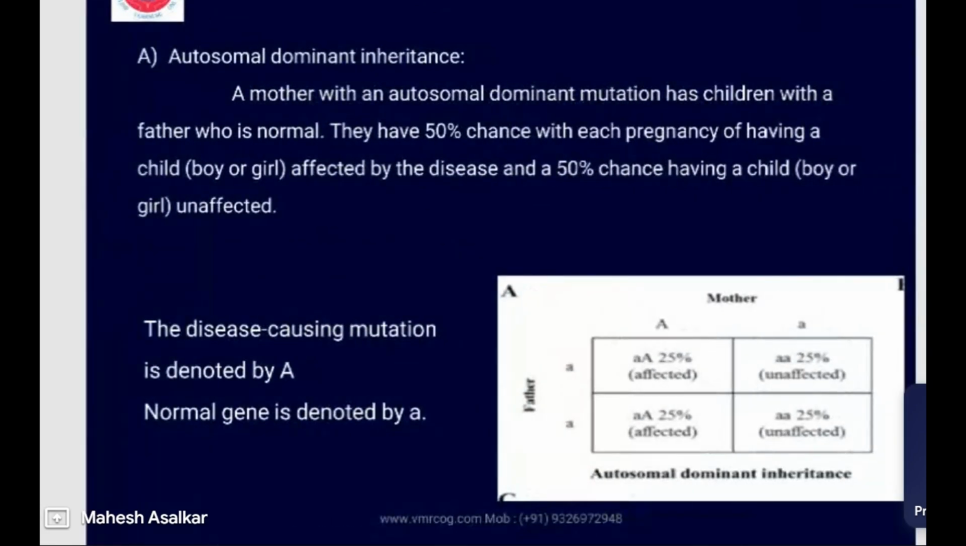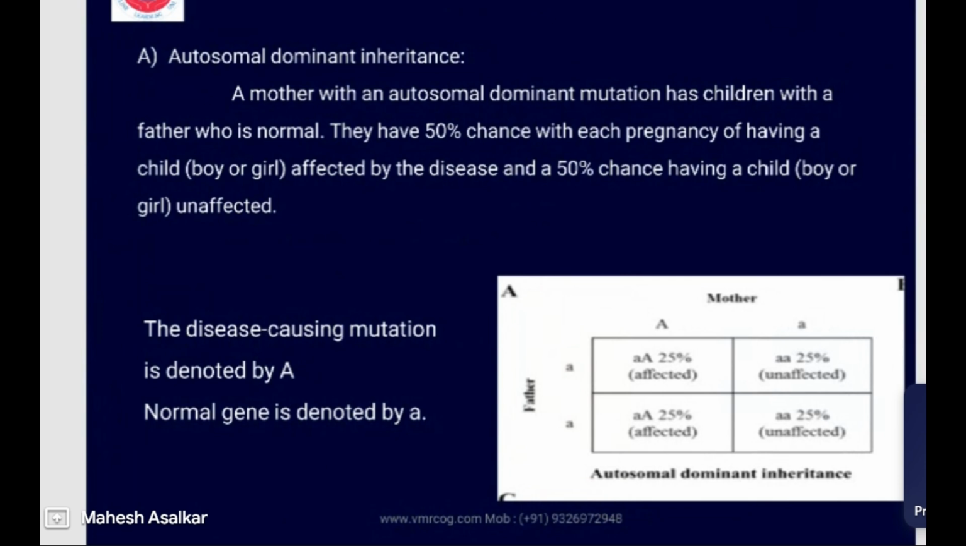Now let's see if it is an autosomal dominant inheritance. We have already seen that in dominant inheritance there will be expression in all generations. A mother with an autosomal dominant mutation has children with a father who is normal. So here the father's genotype is normal and the mother is affected. The mother's genotype we have charted on the top, that is capital A and small a, and the father we have charted on the left side, that is small a and small a.